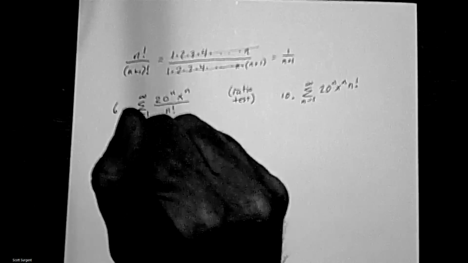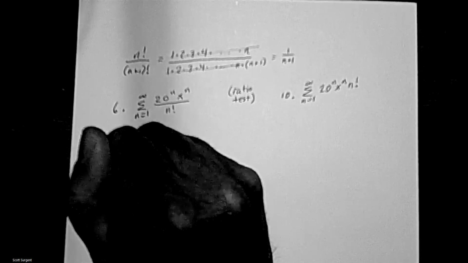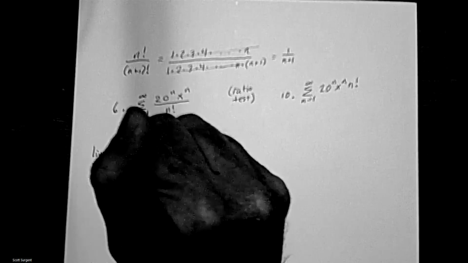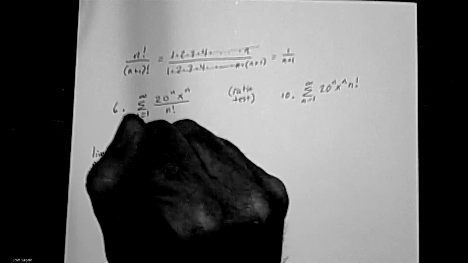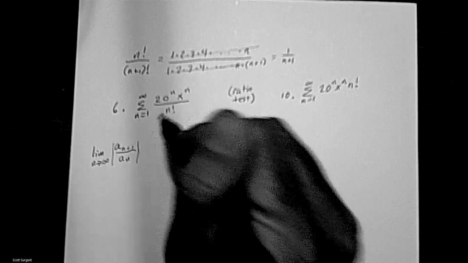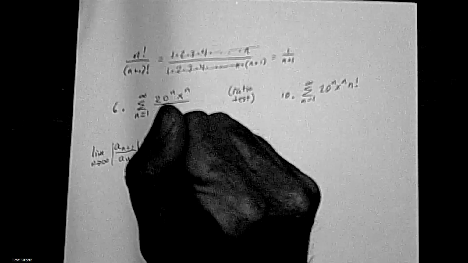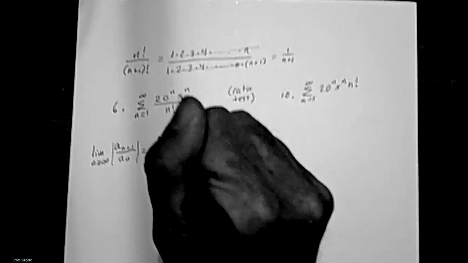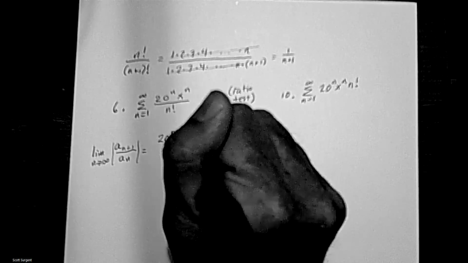So what we're going to do is take the limit as n goes to infinity of the ratio of two successive terms, absolute value, of the general nth term here. It's going to look really messy for a moment.